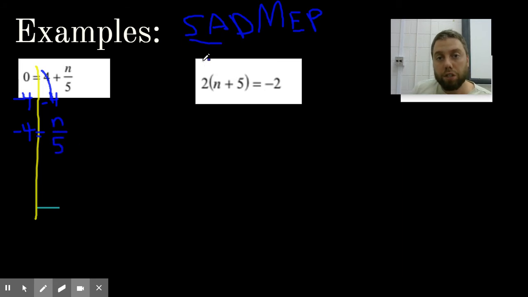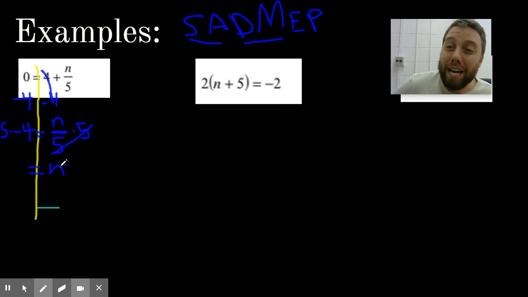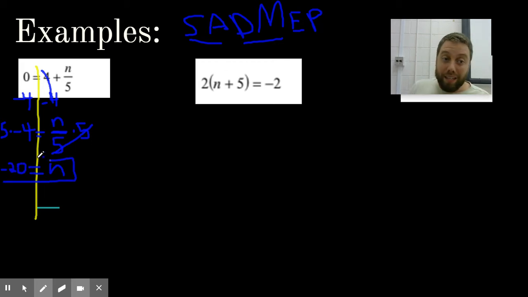Now that we've handled the addition, subtraction, now we can talk about the multiplication, division. This line in between the fraction means division. So we're going to multiply and multiply. These 5s cancel out, right? Leaving us with just the n. And the n has been isolated now. Isolated meaning by itself. And we have 5 times negative 4. A positive times a negative gives us a negative. 4 times 5 is 20. And this is completed.